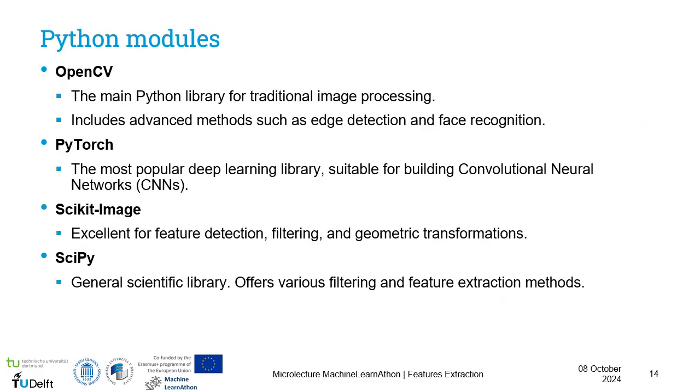In Python, we have very good availability of modules for computer vision and image processing. The leading module for traditional computer vision is OpenCV, that includes many methods for edge detection, face recognition, and so on. We can follow with PyTorch, which is the most popular package for deep learning, that includes methods like convolutional neural network, transformers, and so on. And finally, we have two scientific Python packages, scikit-image and scipy, that can allow us to apply many filtering and transformation methods on images.